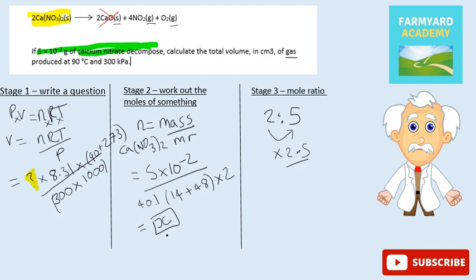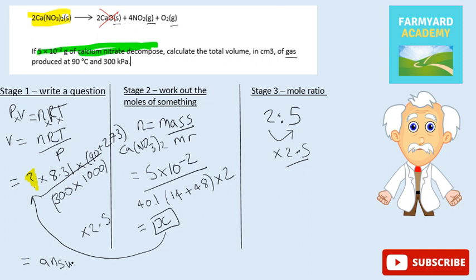So in order for us to take our mole answer and put it into our ideal gas equation, whatever we get here, we have to multiply it by 2.5. And if we then work out our formula here, we'll get our overall answer down here.